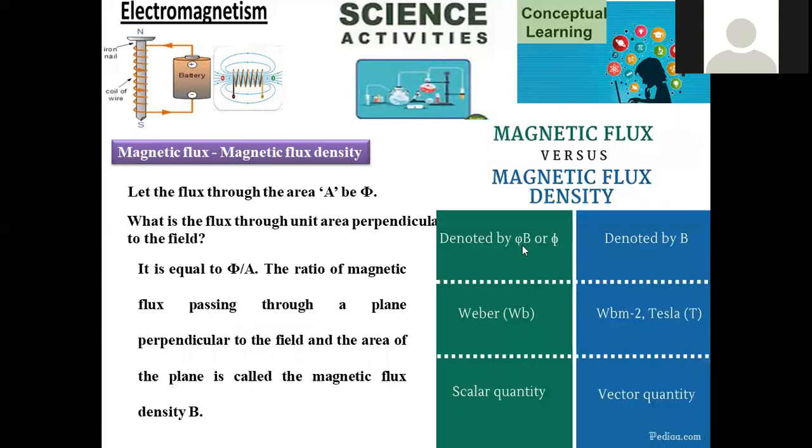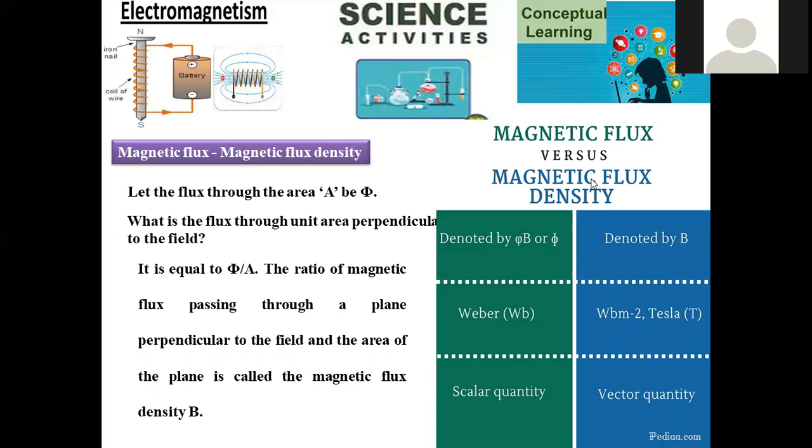Now let us find a few important differences, a slight distinction between magnetic flux and flux density. Magnetic flux is denoted as phi, and phi with a B as well. Magnetic flux density is always given with the parameter B. Magnetic flux is expressed in Weber units, WB. In the case of magnetic flux density, the unit is Weber per meter squared, which in turn is called a Tesla, denoted with a capital T.